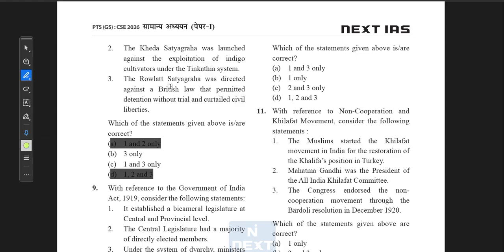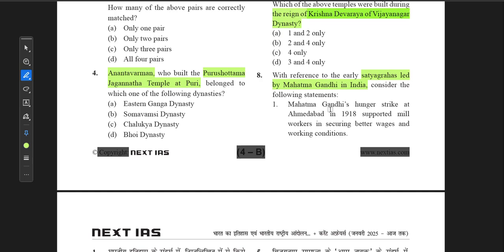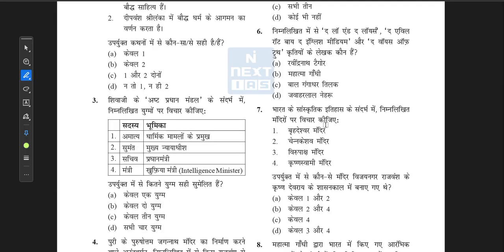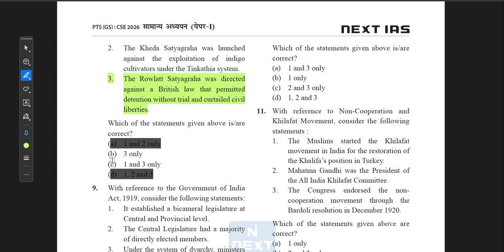Now see the third statement. The Rowlatt Act was directed against a British law that permitted detention without trial and curtailed civil liberties. This is also right. Now let us consider statement number one once again: Mahatma Gandhi's hunger strike at Ahmedabad supported mill workers. Yes, this is right. So statements one and three are right, and two is not right. So one and three. So C is the correct answer.